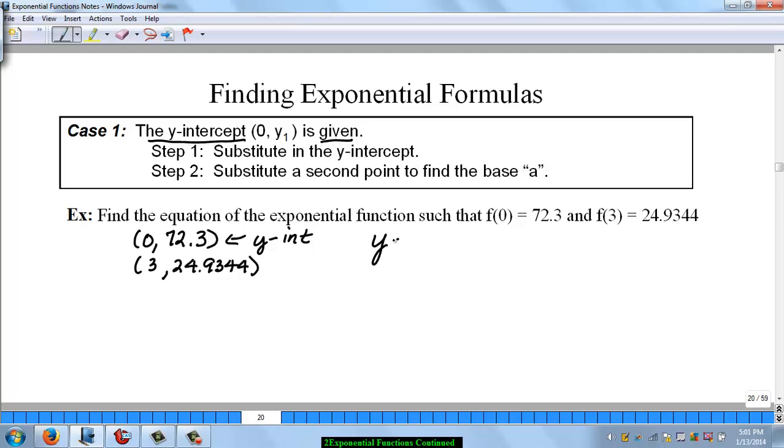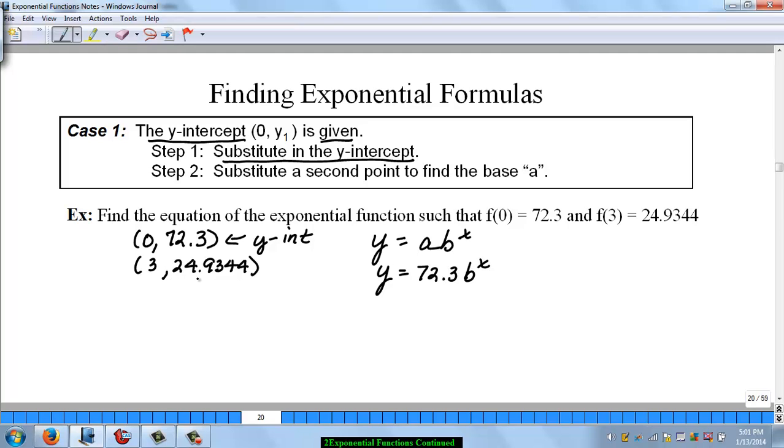So I know the formula is y equals a b to the x. And what I'm looking for is the a and the b, the initial value, and for the b is the growth factor. The x, y are a bunch of points. So the first thing you're going to do is substitute in the y-intercept. So in the a spot, I'm going to put the 72.3 because that's my y-intercept, or my initial value. So I'm going to put it right there. So we're halfway. I just don't know the growth factor.